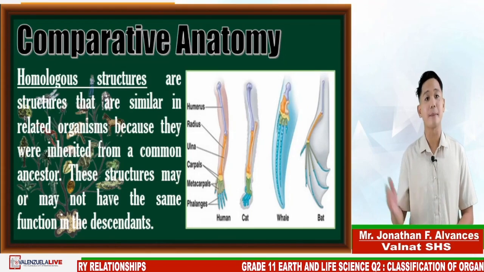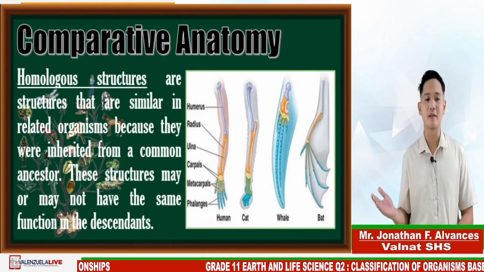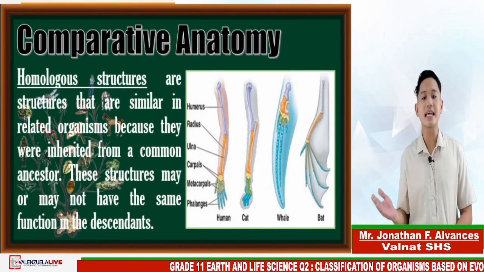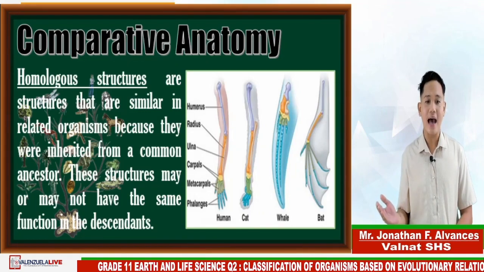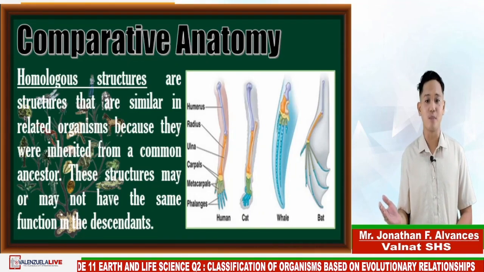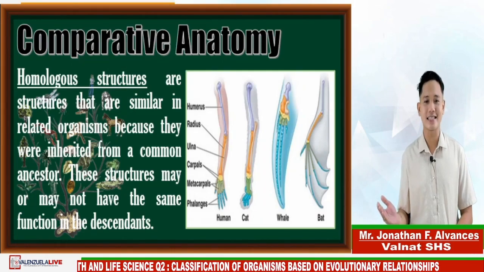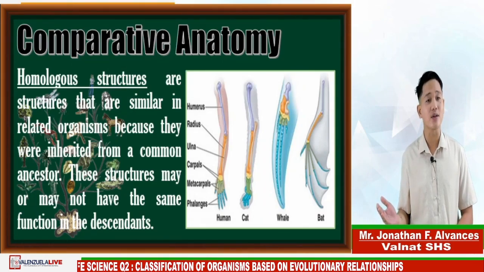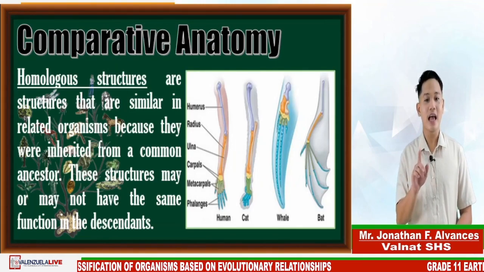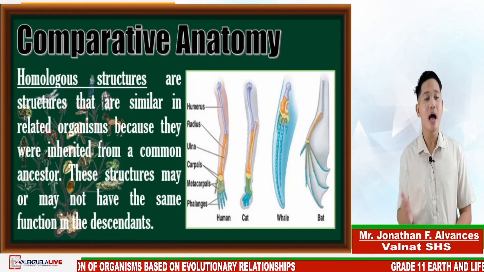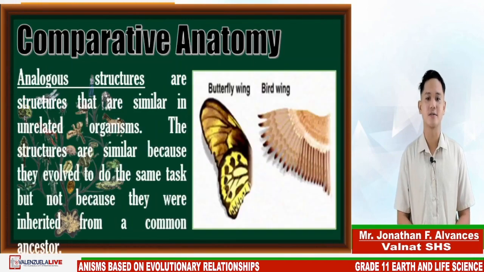Let's look at the picture as an example. The figure shows the hands of several different mammals. They all have the same basic pattern of bones, which suggests that they inherited this pattern from a common ancestor. However, their forelimbs now have different functions.